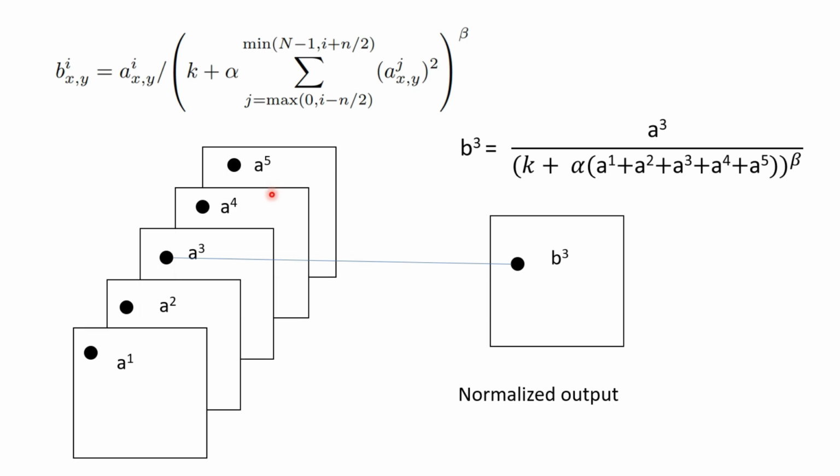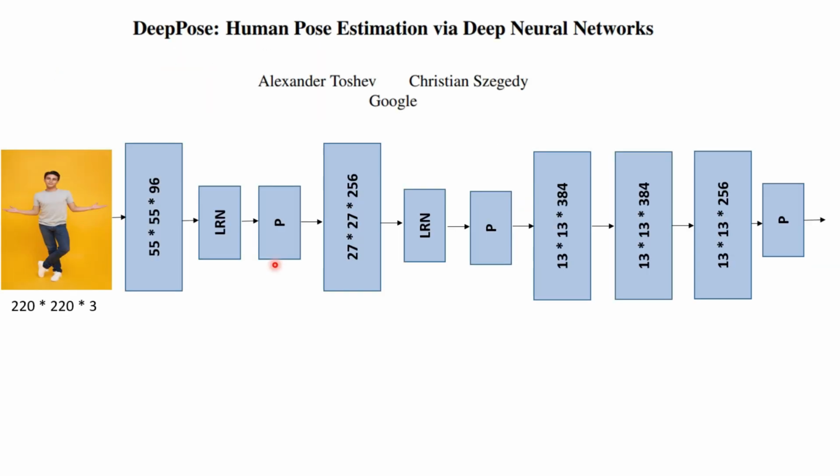LRN is a technique used in such neural networks to normalize the response of each neuron to its neighbors. It considers a neighborhood of channels around the current channel and normalizes the response of the current channel based on the squared sum of the responses in that neighborhood. LRN was commonly used in earlier algorithms, but it has largely been replaced by batch normalization. After this, we have a max pooling layer with a pool size of 3 and a stride of 2.